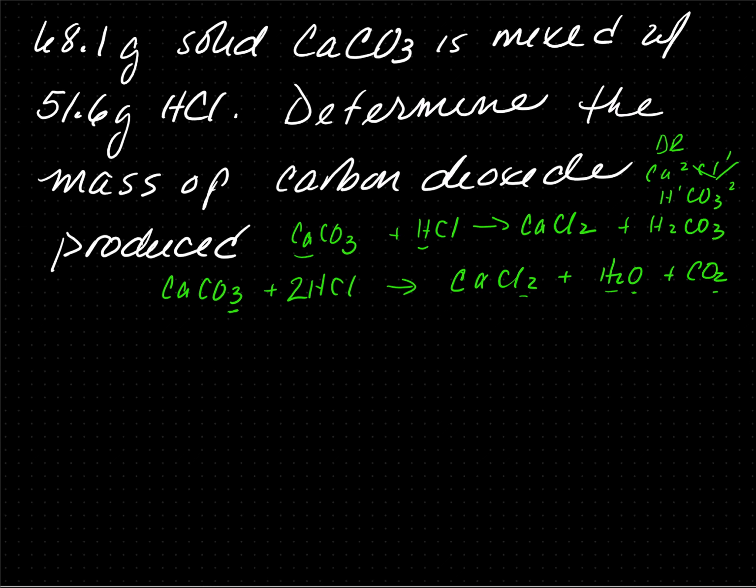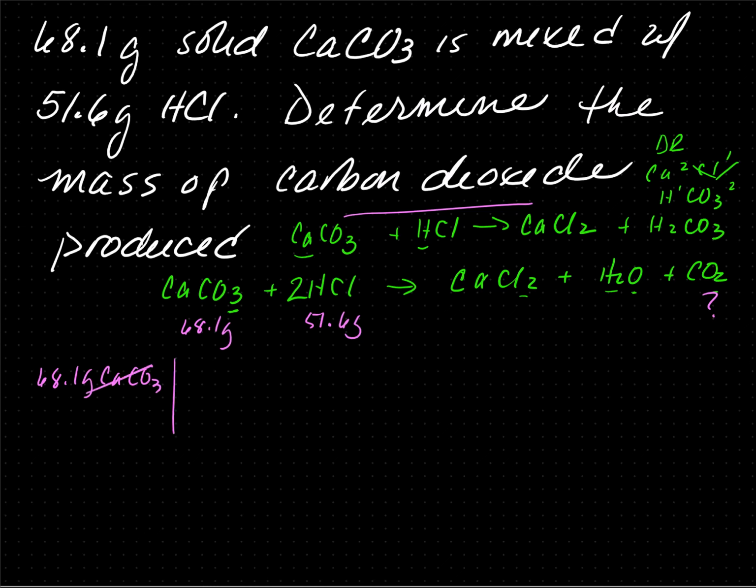I have 68.1 grams of calcium carbonate, and then we have 51.6 grams of HCl, and we're looking for carbon dioxide. So that means I need to do my stoichiometry twice. So I'm going to start with 68.1 grams of calcium carbonate.